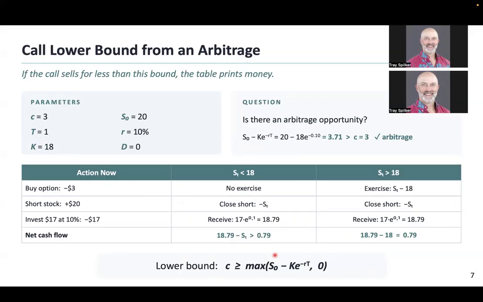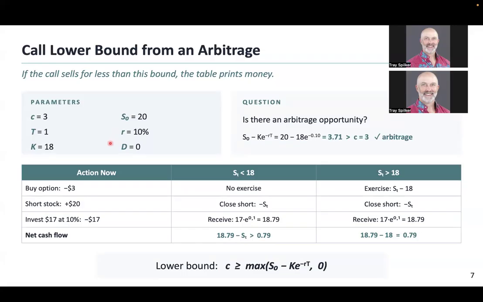So here are our parameters to start with. We're told that the call premium is $3. Time to maturity is a year. Strike price at 18. We have the share price at 20. We have the risk-free rate at 10% and a dividend at 0.